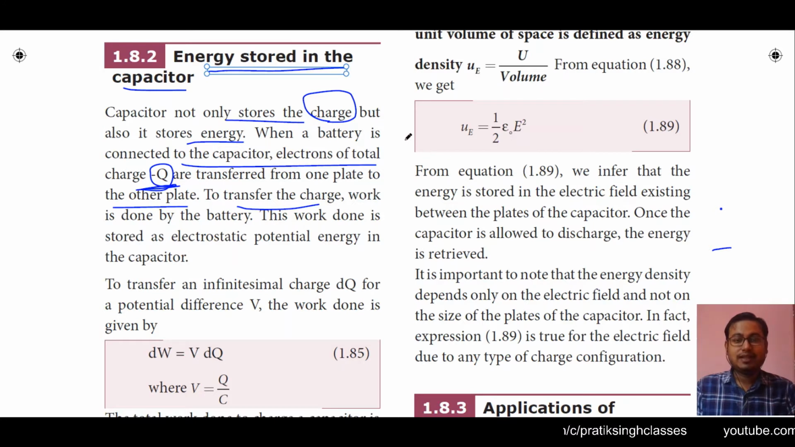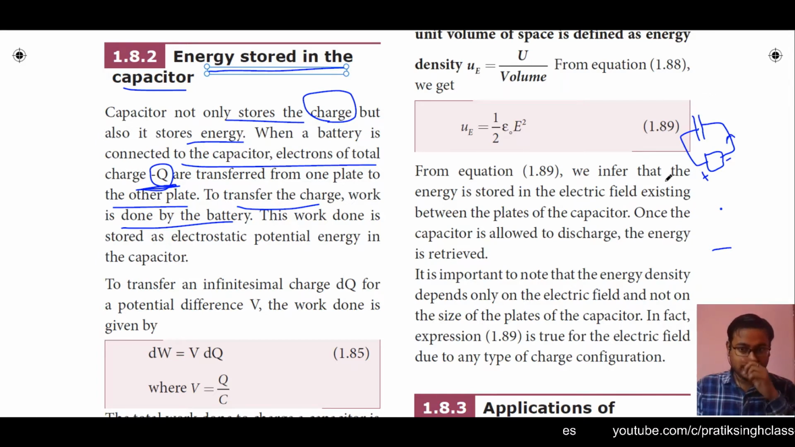Means what happens here is, suppose we have a battery and it is connected to a capacitor. Suppose this is the positive terminal and this is the negative terminal of the battery. When the charge flows from the battery to the capacitor, and again from one plate the charge moves to the other plate, some work must be done, and that work is done by the battery to push the charge from one plate to the other. This work done is stored as electrostatic potential energy in the capacitor.